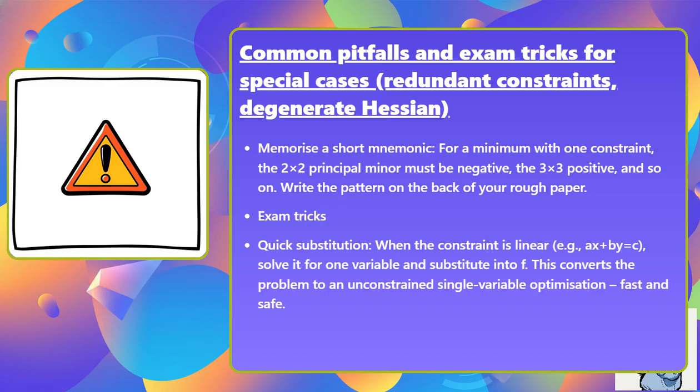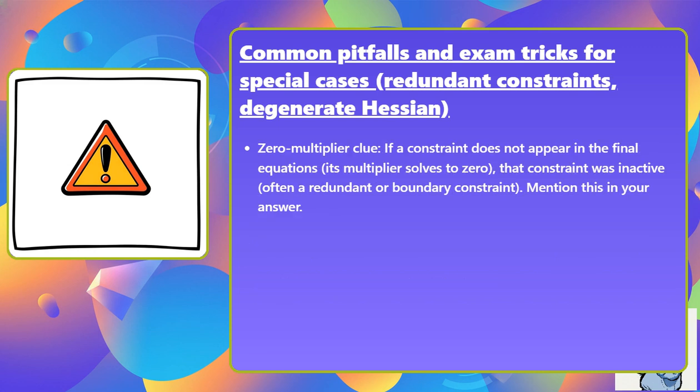Exam tricks. Quick substitution. When the constraint is linear, for example, ax plus by equals c, solve it for one variable and substitute into f. This converts the problem to an unconstrained single variable optimization. Fast and safe.